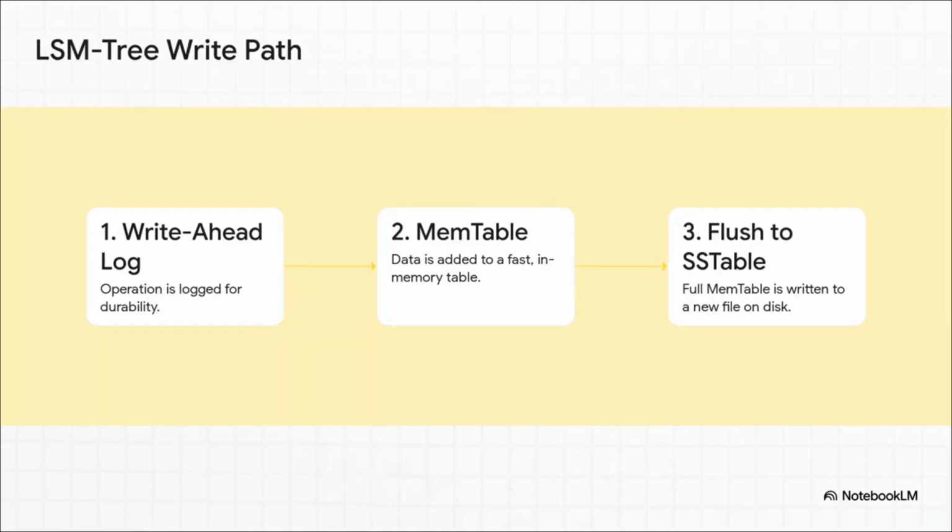Okay, so how does this actually work? Well, when a write comes in, first it gets logged in what's called a write-ahead log, just for safety so you don't lose it. Then it's added to this super fast in-memory table called a MemTable. Once that MemTable gets full, its sorted contents are just flushed to a brand new unchangeable file on disk called an SSTable. And poof, from the user's perspective, that write is done almost instantly.